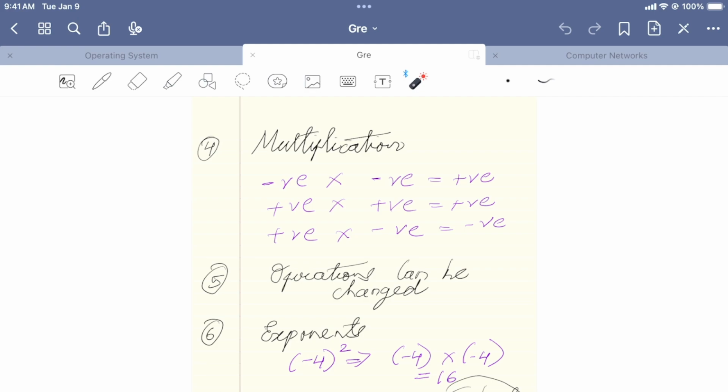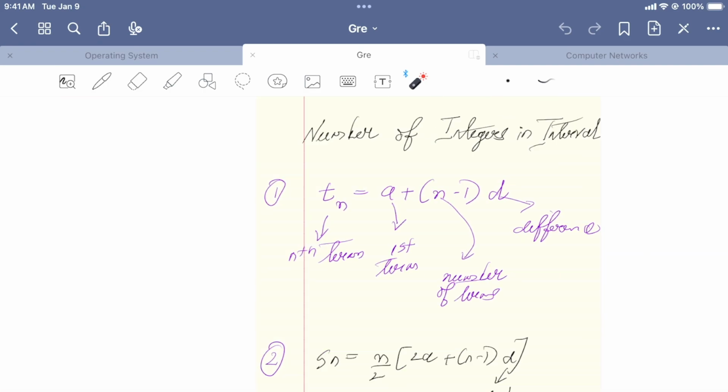Now PEMDAS. This stands for the rule in which the operations will be performed. P is for parenthesis, E for exponent, M for multiplication, D for division, A for addition, S for subtraction. Always perform the parenthesis first, then go for the exponent. In the case of multiplication and division, we have to go from left to right, whichever comes first. Same is the case with addition or subtraction. Proceed left to right, whichever comes first, perform that.